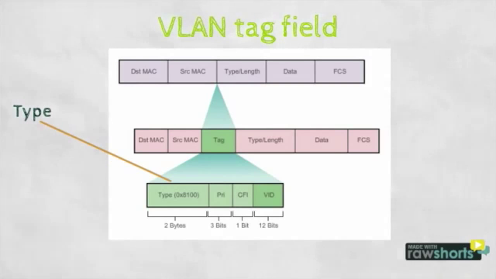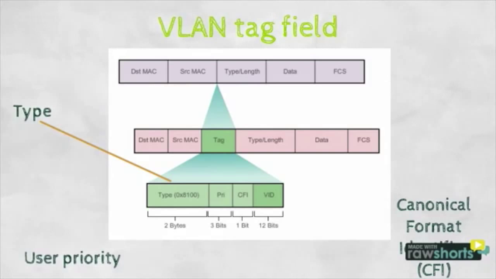Type: a 2-byte value called the tag protocol ID value. For Ethernet, it is set to hexadecimal 0x8100. User priority: a 2-byte value that supports level of service implementation. Canonical format identifier: a 1-bit identifier that enables token ring frames to be carried across Ethernet links.